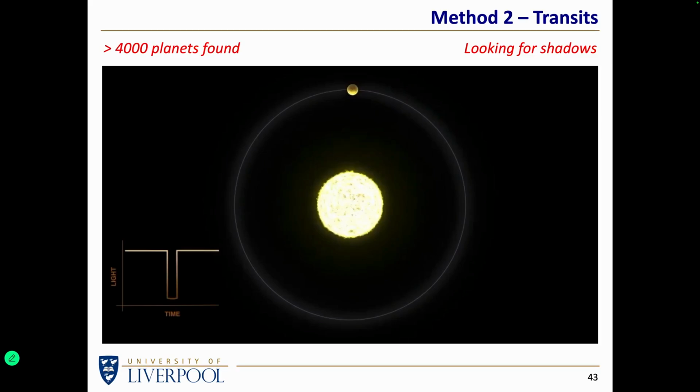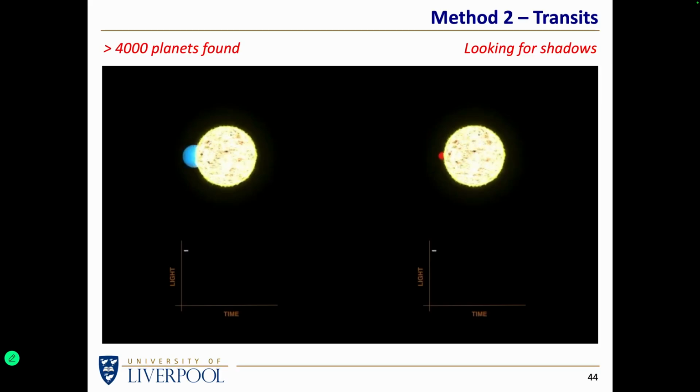Planets tend to be a lot smaller than stars, so the dip isn't much. The dip might only be perhaps 1% of the output of the star. But as long as we measure the output of the star accurately, we can see these dips, which we interpret as being the passage of a planet in front of the star.